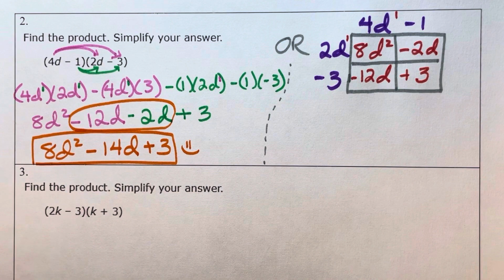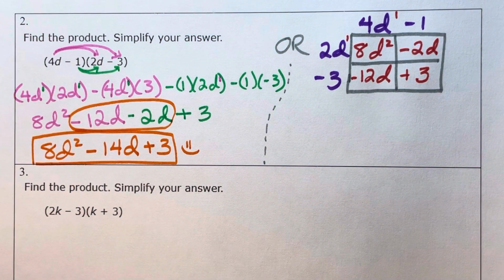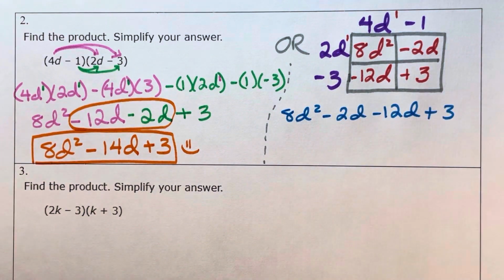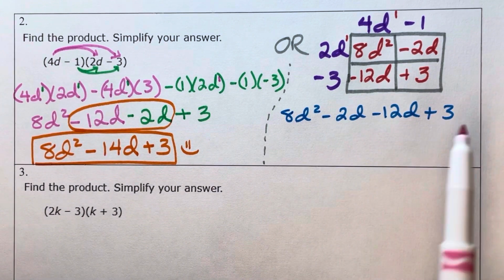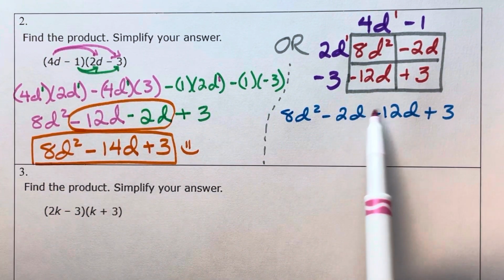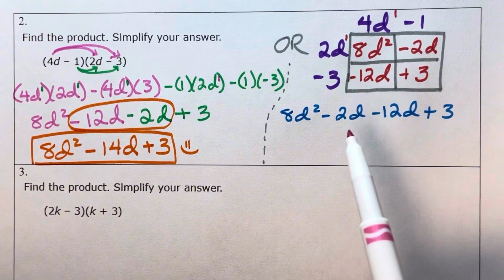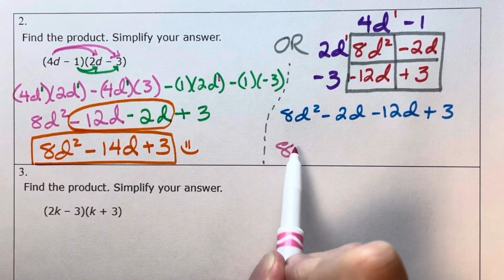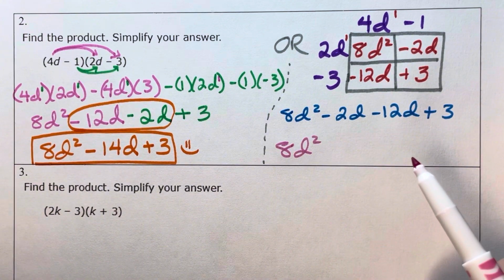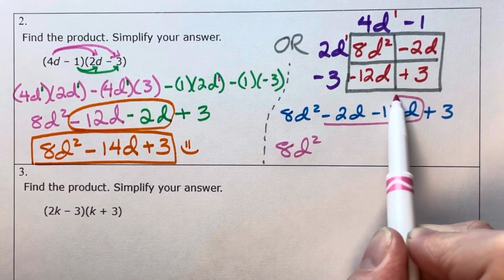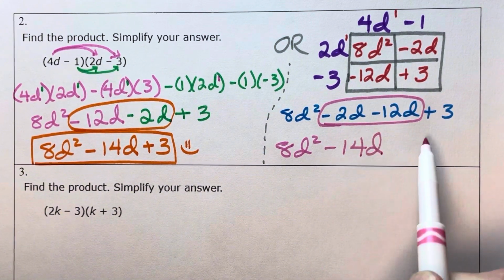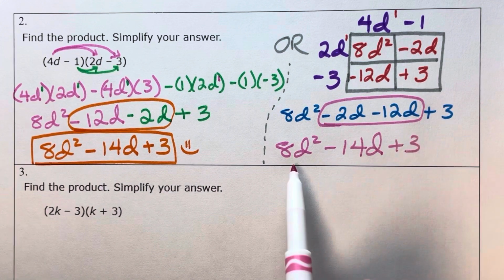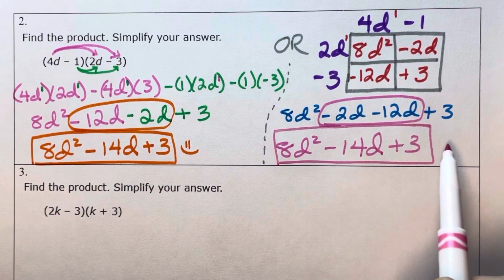Let's write this out so that you can see all of the terms and how they match with the other way of solving these problems. As you can see, these 4 terms are identical to these 4 terms. Even though the 2 center terms are in the opposite order, it really doesn't matter. Again, 8D squared does not have another term to combine with. I have a negative 2D minus 12D, and again, they make negative 14D, and a plus 3 at the end, as it also does not have any other terms to combine with.